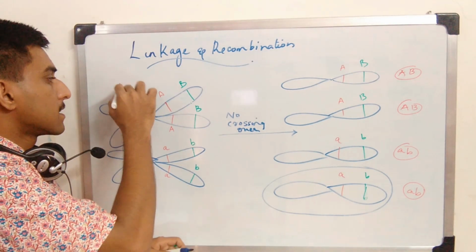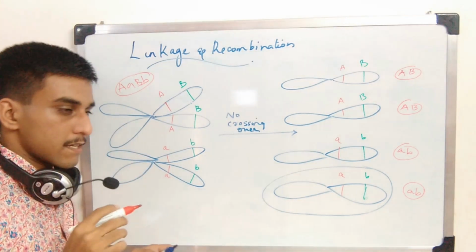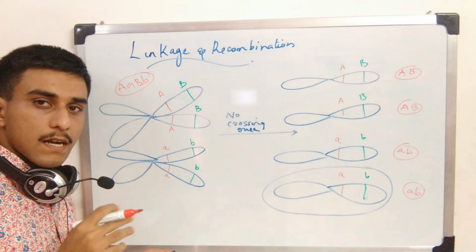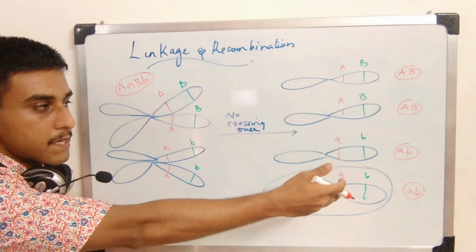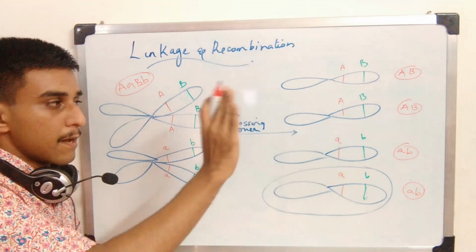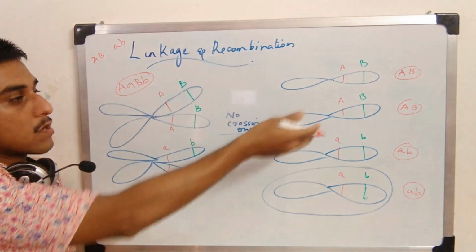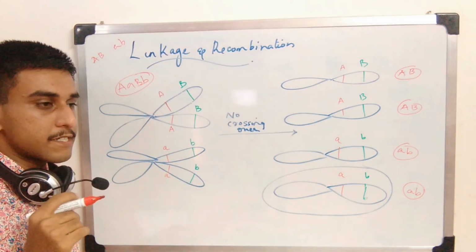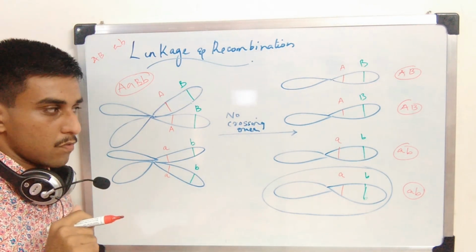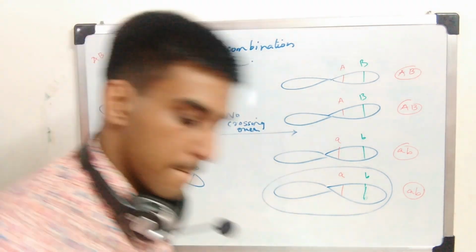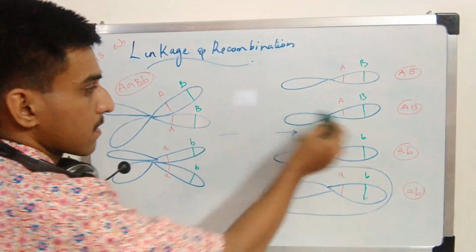Here what is the combination? AABB. Yesterday we did the cross; it is in the F1 generation. So without crossing over, this will be the condition of the genotype, and it will be the parental condition. What were the parents? AB and AB. Look, this is the same as the parental condition if there is no crossing over. So what happens if there is a crossing over? We are going to check that.